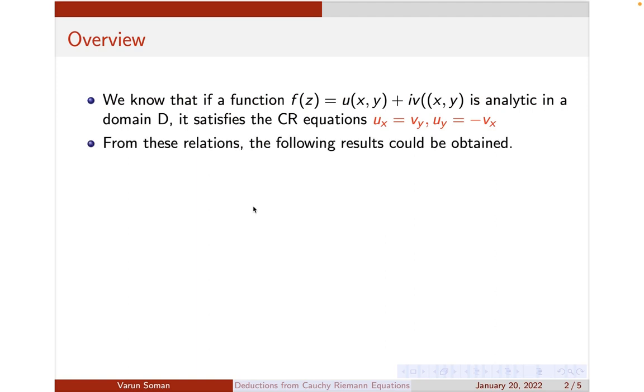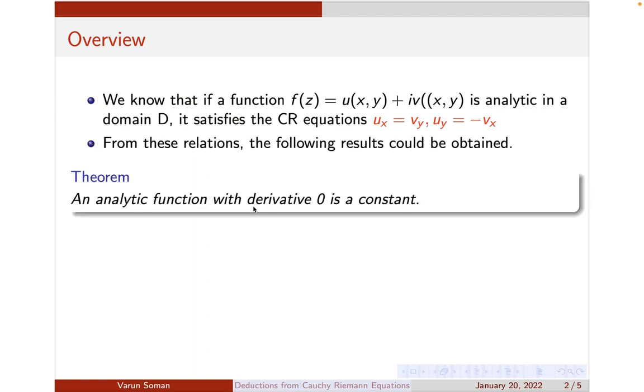First, let us look at this question: an analytic function with derivative 0 is a constant. Before we start with this problem, you know from real analysis that a function whose derivative is 0 is always a constant. If there is only one variable x and the derivative is 0, definitely the original function would be a constant function. So we are carrying that result over to complex analysis.